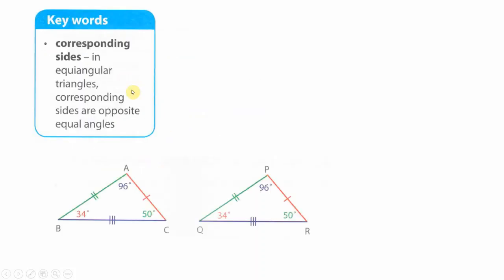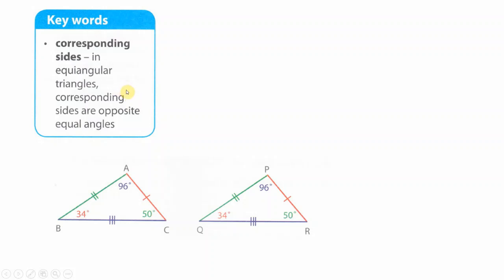Now, one of the key words that we need to make sure we understand is that of corresponding sides. In equiangular triangles, in other words, triangles where the angles are the same sizes, the three angles of the one triangle have exactly the same sizes as the three angles of the other triangle. We refer to equiangular triangles.